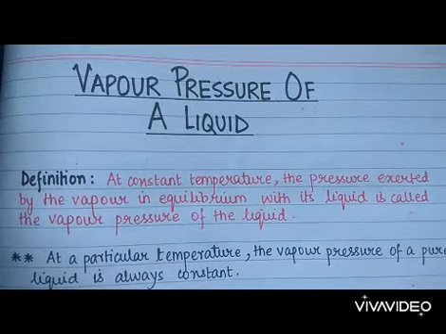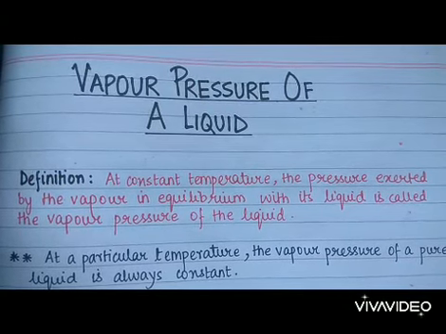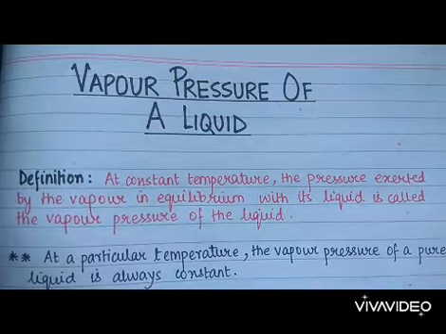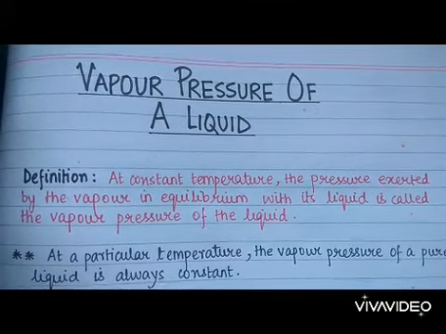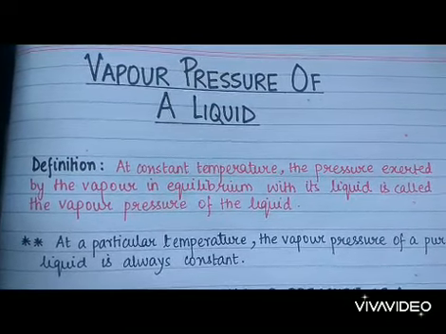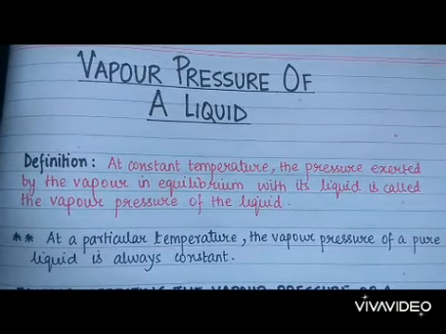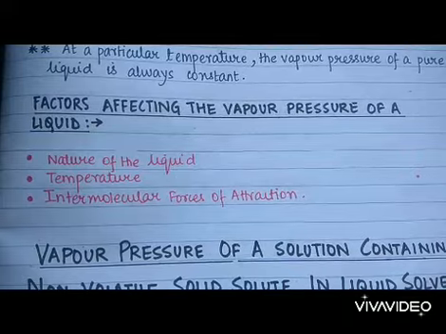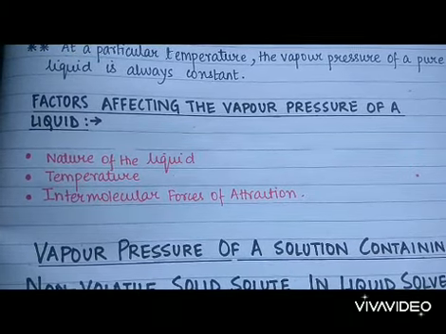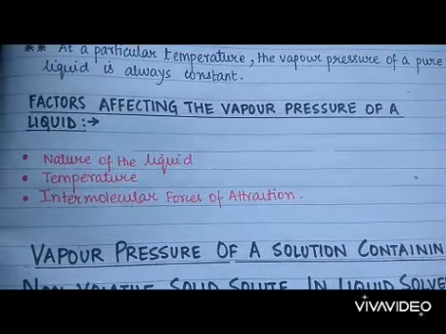So what is vapor pressure? At constant temperature, the pressure exerted by the vapor in equilibrium with its liquid is called the vapor pressure of the liquid. Always remember that at a particular temperature, the vapor pressure of a pure liquid is always constant. These are the three factors affecting the vapor pressure of a liquid.